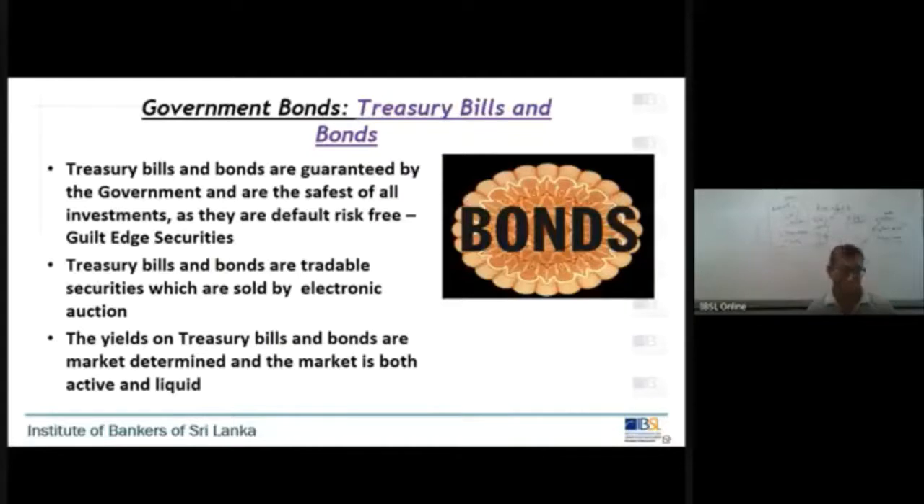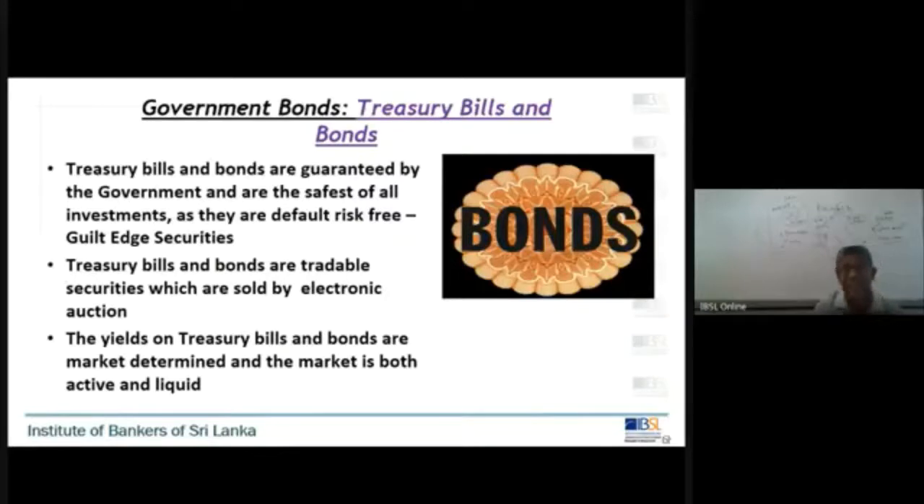Out of 15, there are three companies. Who are they? Perpetual Treasuries, Entrust Securities, and Pan Asia Bank also.